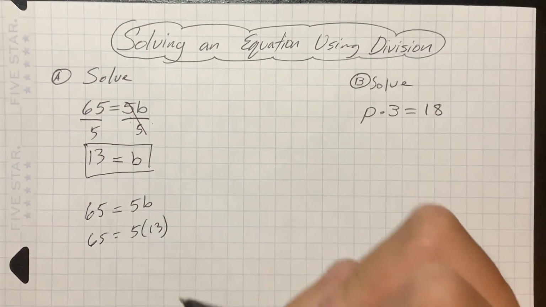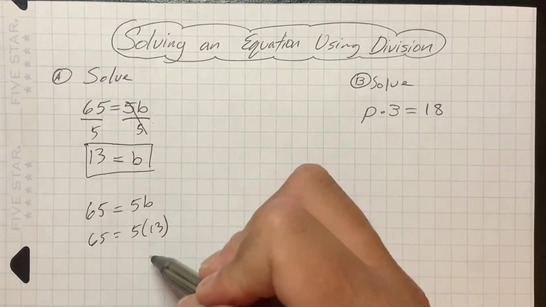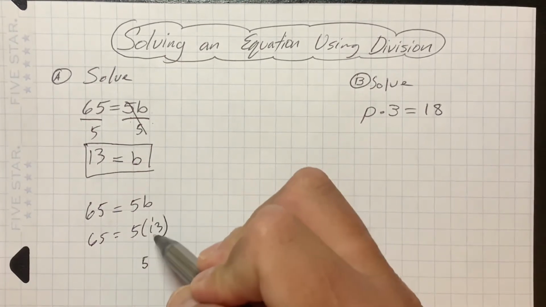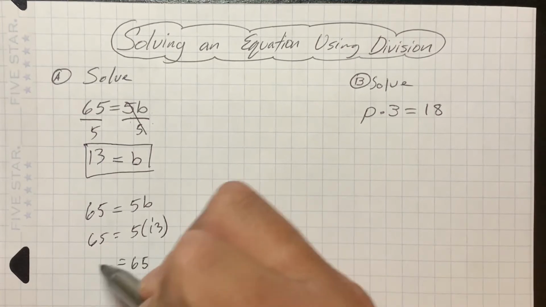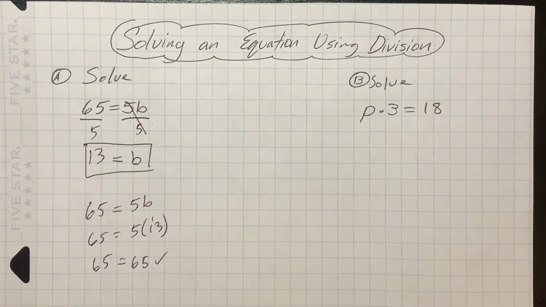Okay, now 13 times 5, so basically 5 times 3 is going to be 15. 5 times 1 is 5, plus 1 is 6. So 65 is equivalent to 65, and that checks. All right. Same thing for this one.